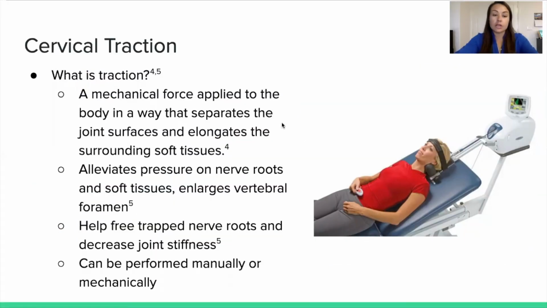All right, so we'll talk a little bit about cervical traction. So what is traction? Traction is defined as a mechanical force applied to the body in a way that separates the joint surfaces and elongates the surrounding soft tissues. Traction helps alleviate pressure on nerve roots and soft tissues. It also enlarges the vertebral foramen. It will also help free trapped nerve roots and decrease joint stiffness. Traction can be performed manually by the PT or mechanically, like seen in the picture on the right.